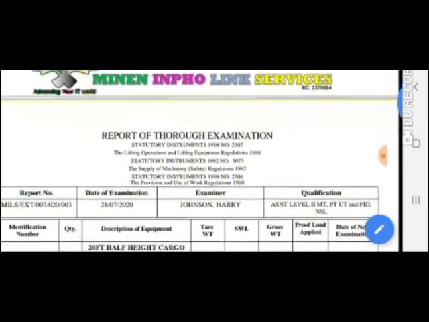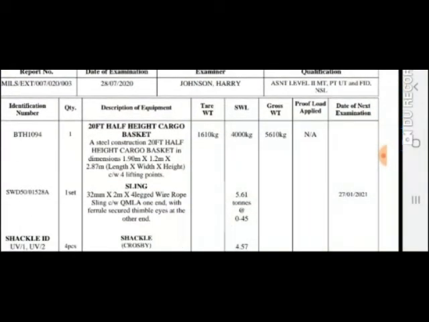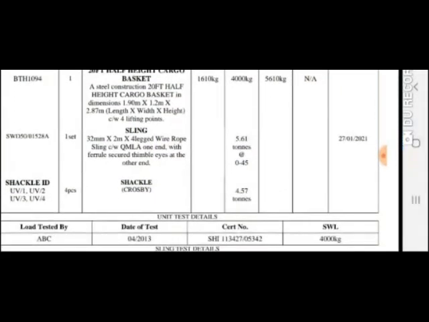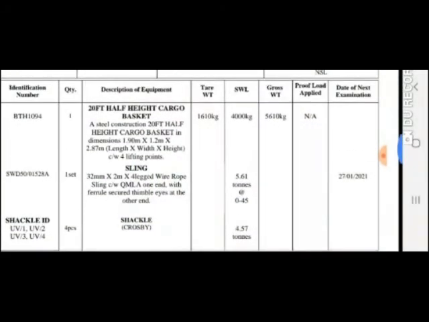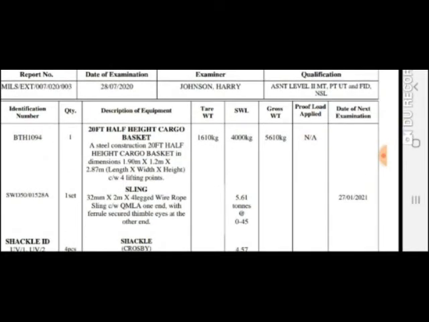Okay, now here is the certificate we just created. This is the ID. Of course, this is the 20 feet half height cargo basket certificate, and this is the description. Everything is nicely placed. This is the next due date, the date of next inspection, and of course today is 28. We did that again today.